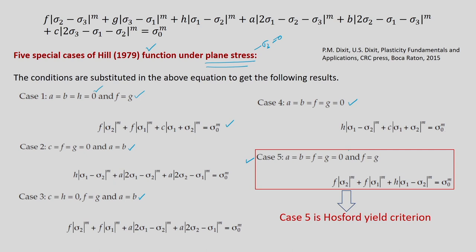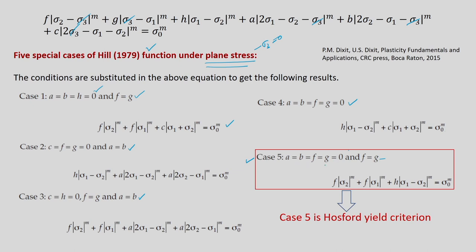So, basically, FGH and ABC, if you put some conditions to it, will lead to 5 different cases. And the important one, it is said, is this fifth case: A equal to B equal to F equal to G equal to 0 and F equal to G. If you put it in this equation, sigma 3 will anyway go off. This fellow goes off, no? Sigma 3 will anyway go off.